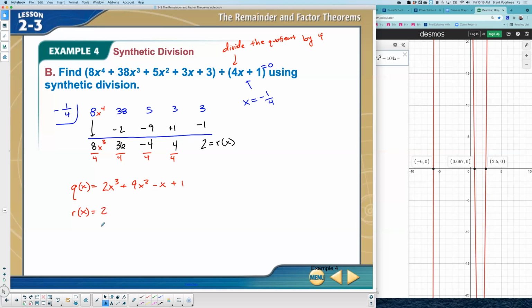Do you divide the remainder? No. Do you want me to show you why you do not divide the remainder? Because if you were going to write your answer together, you would write the remainder as being over the original divisor, which means it gets divided right here. 4x plus 1. It gets divided right there. So that's why you don't divide it on synthetic at this step, because when you write it as the remainder over the divisor, that's where it gets divided by 4, right there.